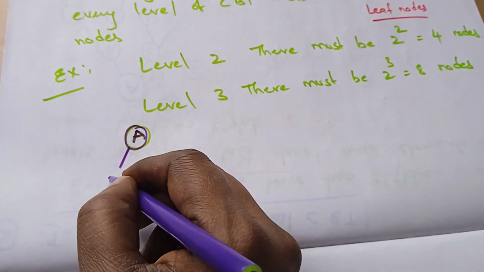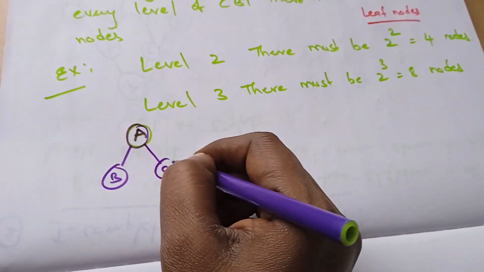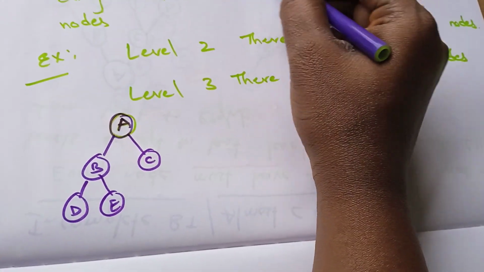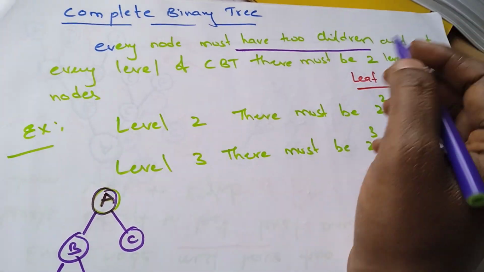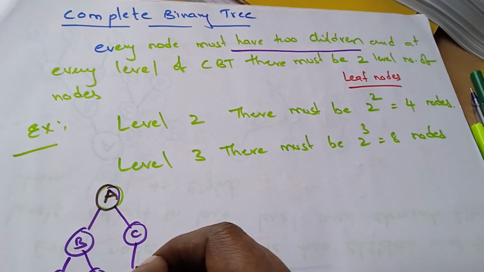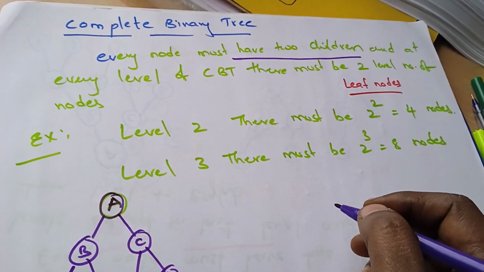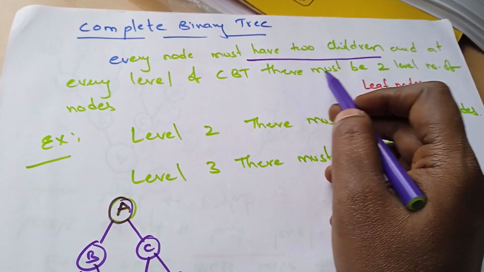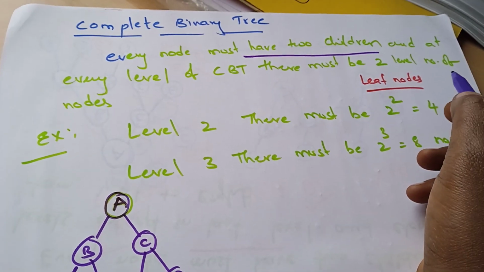A, B, C. So what is it? Every node must have two children. Now, in every level of a complete binary tree, there must be 2 power level number of nodes, right?